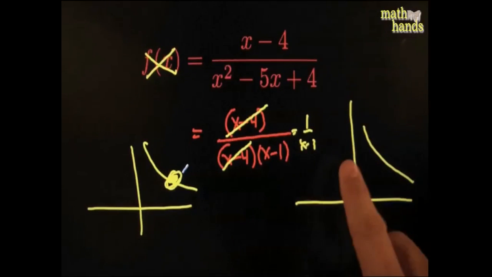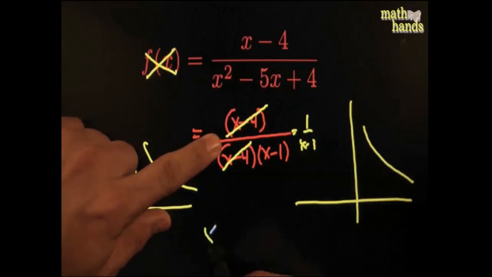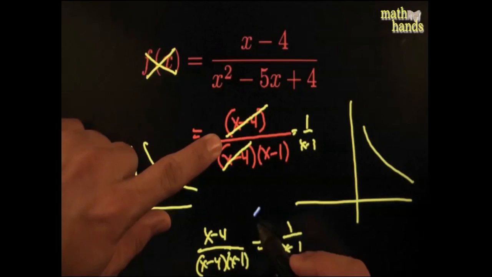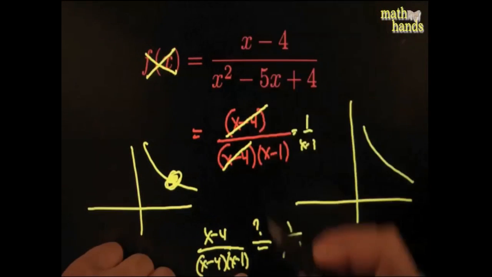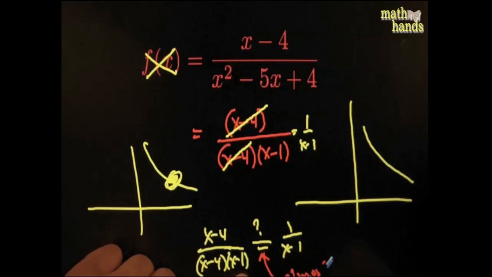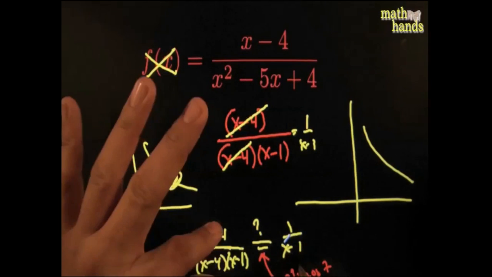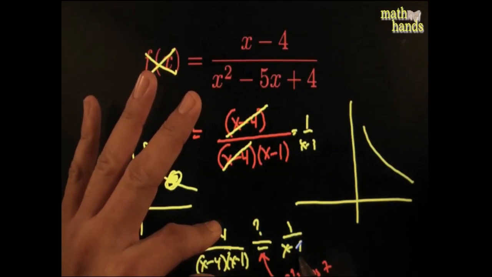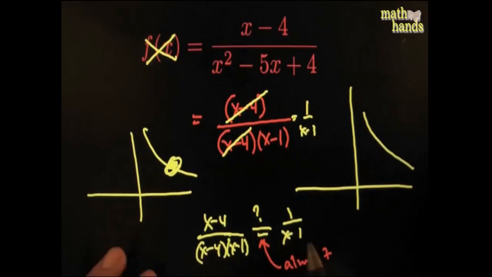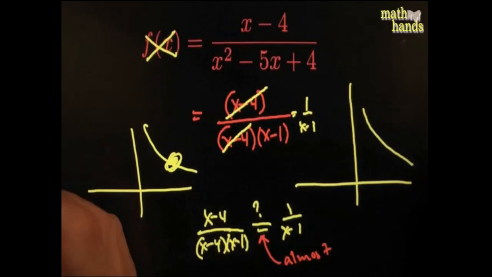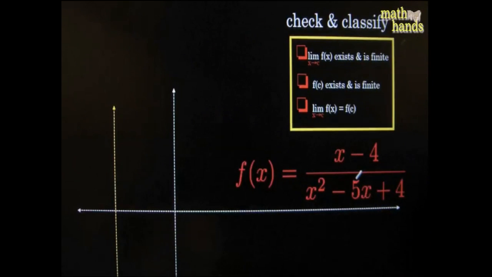Are these two functions the same? x minus 4 over x minus 4 times x minus 1. Is that equal to x minus 1? Well, almost. You should be cautious. This is almost true. For example, if x is 5, it'll be true. If x is 7, it'll be true. But if x is 4, it's not equal, because this one is 0 over 0 and this one is 1 over 4 minus 1. So it is almost true that they're equal. They're equal everywhere except for that point right there. At that point, they are not equal. So you should be cautious when you graph these things.